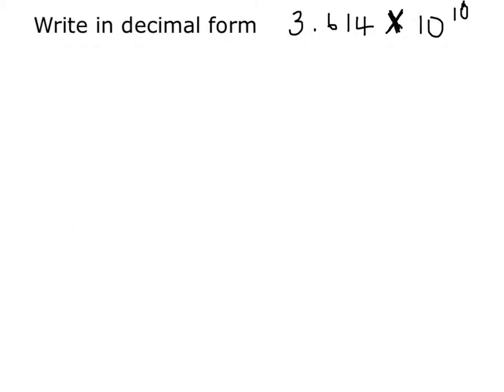Let's look at this question here. Write in decimal form the number 3.614 by 10 to the power of 10. Now that's a number in scientific notation, and you want to bring it back to its decimal form. Now this is a positive power of 10. So to do this, all I will do is write down the number without any decimal point, 3614. Now the decimal point has originally been here.